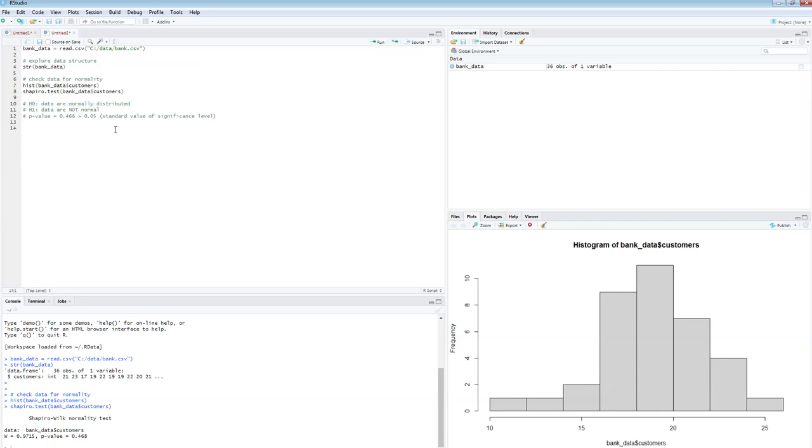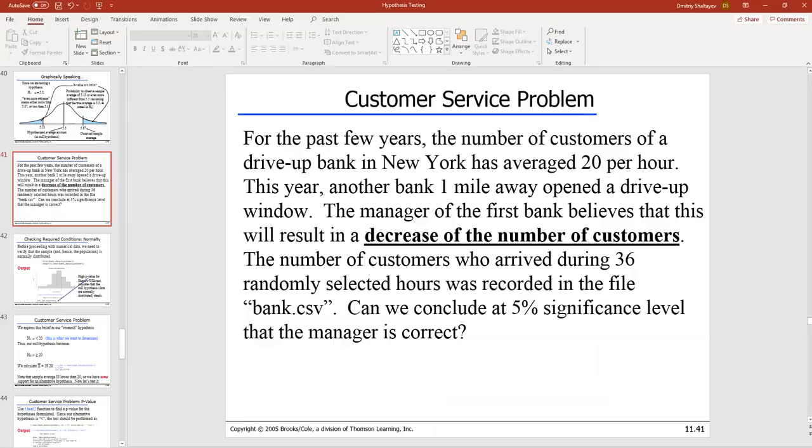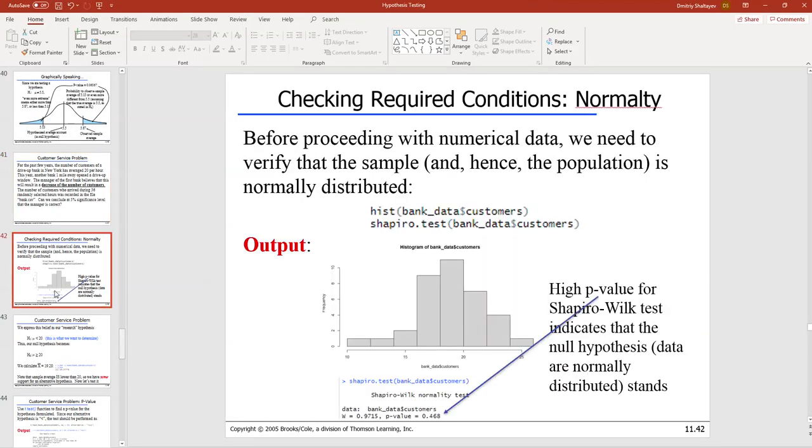Now what I'm going to do is formulate what exactly I'm testing. So let's go back to our slides. The next slide basically discusses what we just performed. We looked at the histogram. The histogram doesn't look very horrible. It's approximately normal, and we performed the rigorous Shapiro-Wilks test, and it indicates that data are normally distributed.